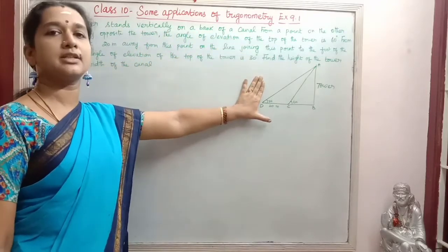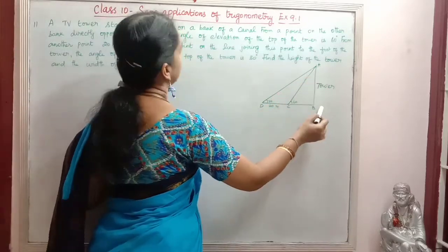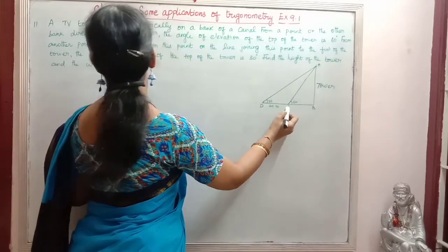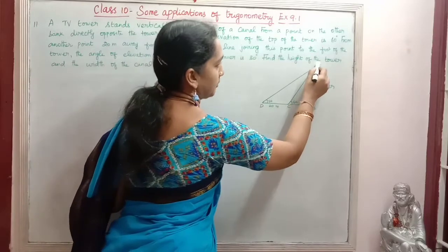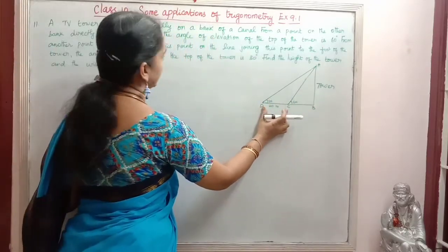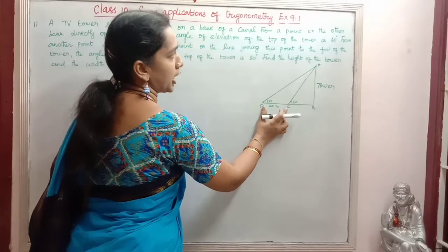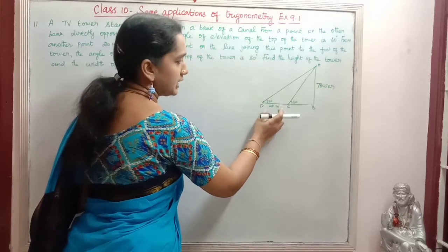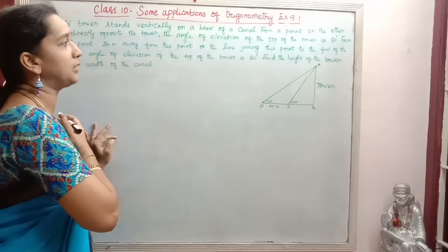So for this question, the diagram is given in the question itself. A TV tower stands vertically on a bank of a canal. From a point on another bank directly opposite to the tower, the angle of elevation of the top of the tower is given as 60 degree. From another point 20 meter away from this point on the line joining this point, so D is the point joining this point C. It is the distance between CD, that is 20 meter away from the point C.